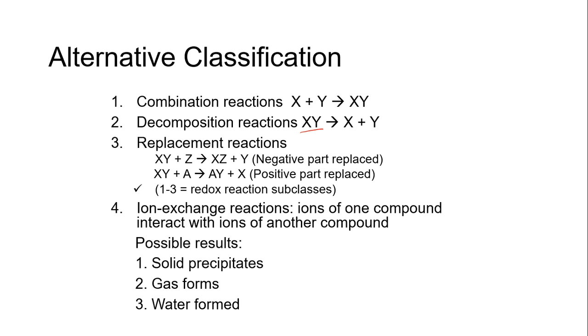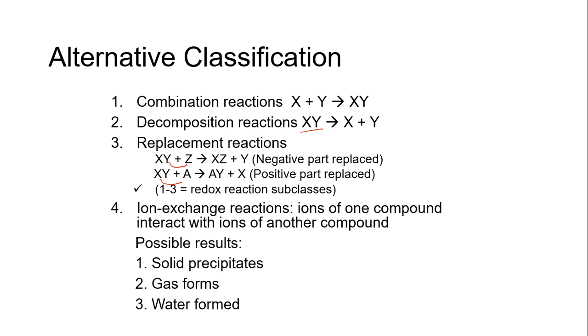Third one is a replacement reaction, which would be you have a molecule plus an atom, and then one of the atoms in the molecule is replaced by the sole atom. So in this first example, Y is exchanged with Z. In other words, the negative part of the molecule is replaced. In the second example, X is replaced with A. In other words, the positive part of the molecule is replaced.